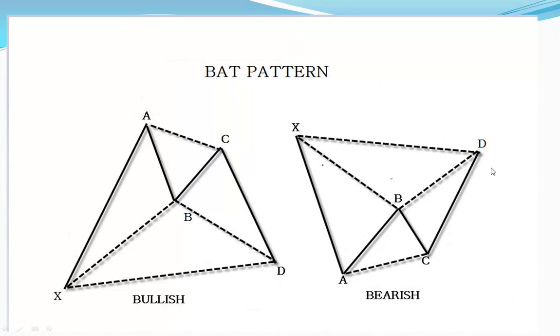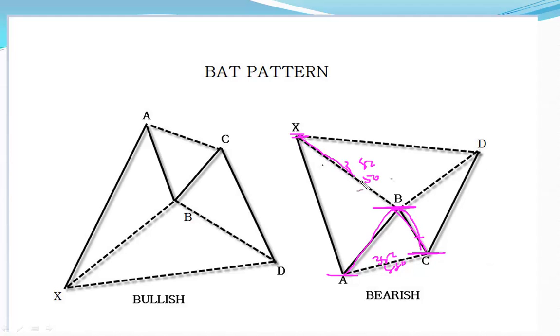Okay, the bat pattern. Now the bat pattern is similar to a Gartley pattern in that X down to A up to B is a 382 to 50% retracement, and that should stop it right there. On the way back down, it should hold a 382 to 886% of that market swing up. So from A to B down, you can get a 382 to 886 retracement of that swing.